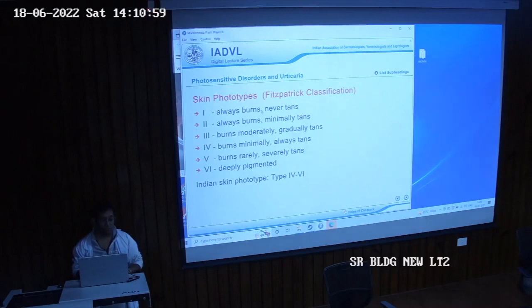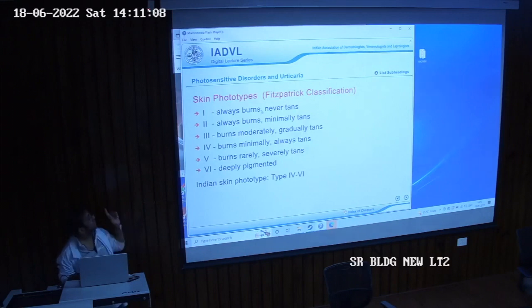Calcitriol. So then we come to the skin phototypes. There are six types. First one: it always burns and never tans. Second, always burns, minimally tans. Three, burns moderately and gradually tans. Four, burns minimally and always tans. Five, burns rarely and severely tans. And six, deeply pigmented. And the Indian skin phototype is type 4 to type 6.